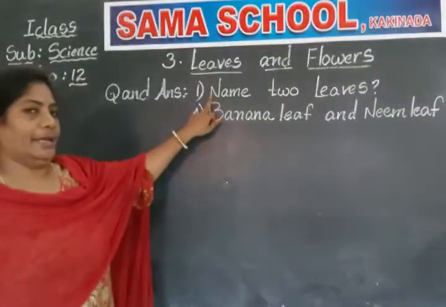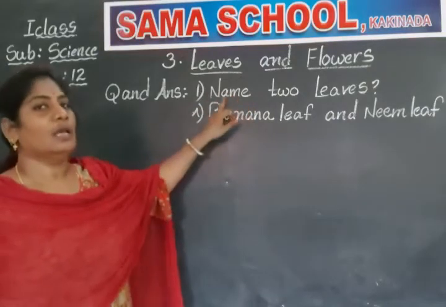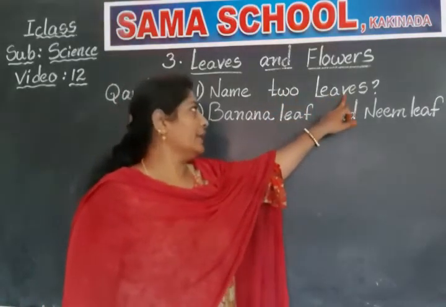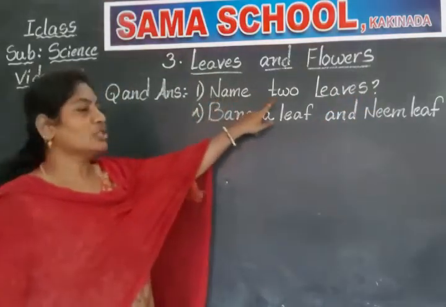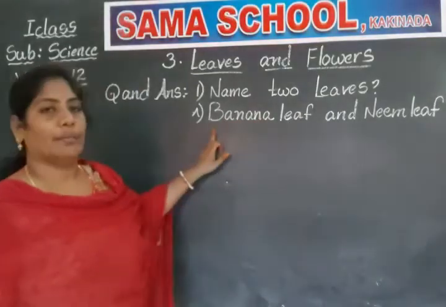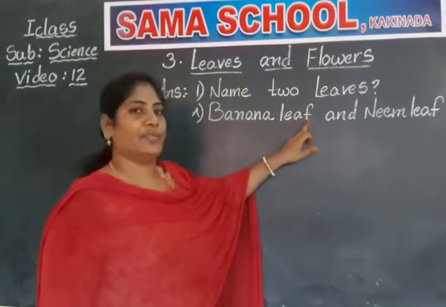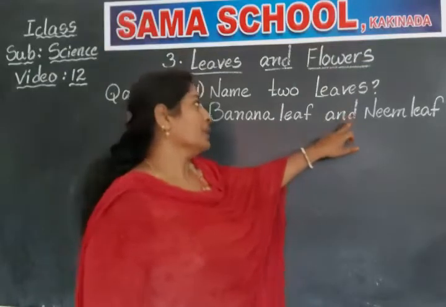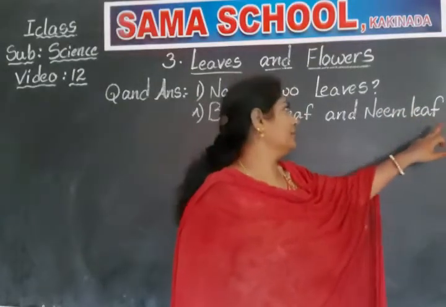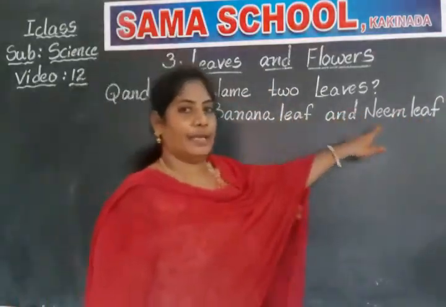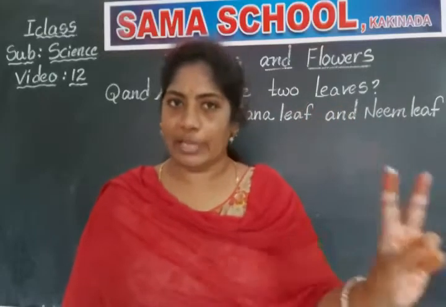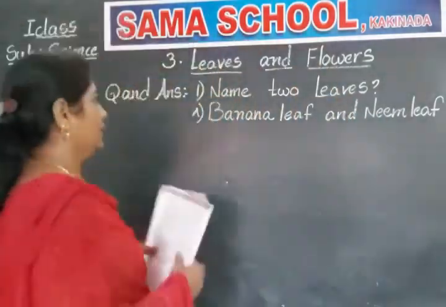Okay, once again, name, N A M E. Two, T W O. Leaves, L E A V E S. Name two leaves. Banana, B A N A N A, banana leaf, L E A F, and neem, N E E M, neem leaf. Okay children, name two leaves: banana leaf and neem leaf. Once again, name two leaves: banana leaf and neem leaf. Okay, you got it children?